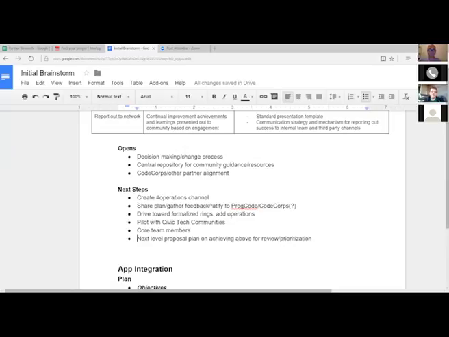And I think ultimately, the next step is: what is the next level proposal plan? What are the specific details around all of these things for making it happen? How do we go from bullets to something that's actually able to be achieved? And then from there, how do we review and prioritize all that?